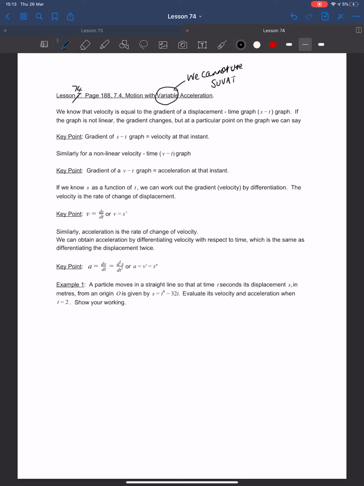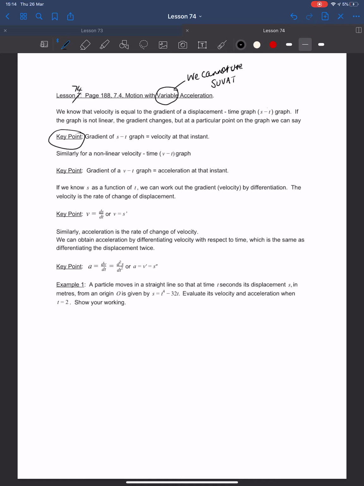So we know that velocity is equal to the gradient of a displacement time graph. If the graph is not linear, that means not a straight line, the gradient changes. But at a particular point on the graph, we can say that the gradient of the displacement time graph is the velocity at that instant.